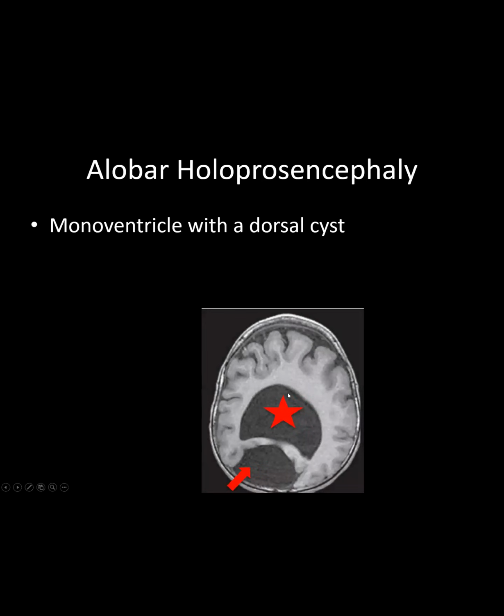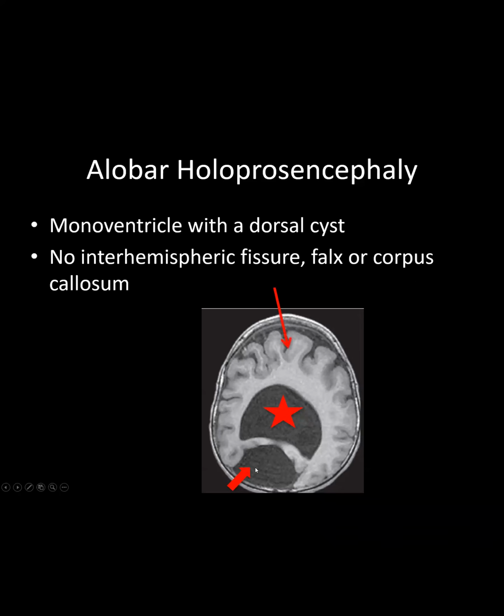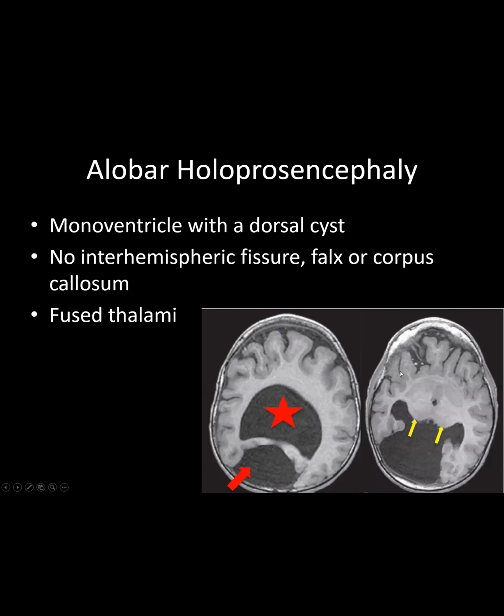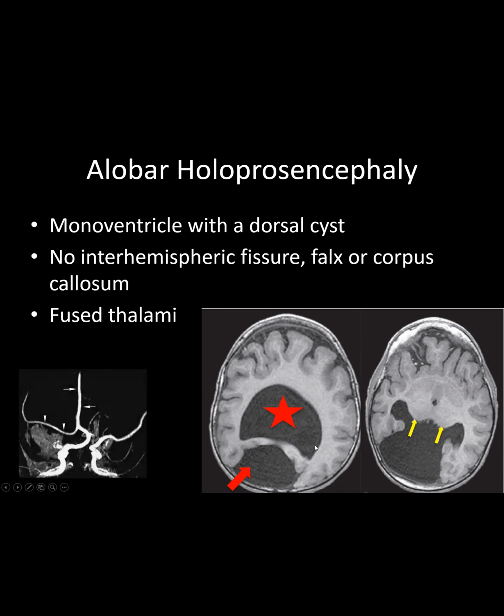Okay, so this is just an example of that. If you look at their brain, it's kind of like one pancake-shaped structure without cleavage in the center. You'll have a monoventricle that goes backwards as a dorsal cyst. Same patient, if you go inferiorly, the thalami are fused. So those are the major findings for alobar. This pancake appearance where the brain's kind of one single thing, a monoventricle, fusion of the thalami, without a falx or an interhemispheric fissure between the two structures.